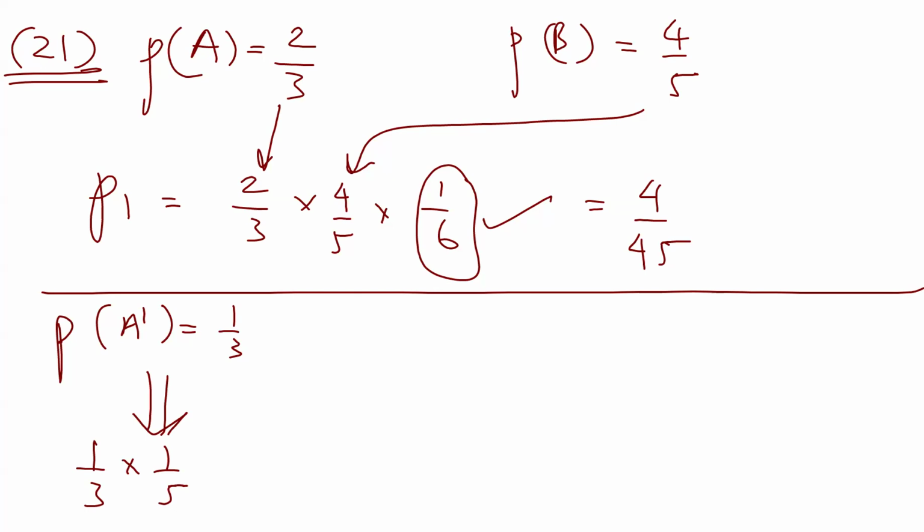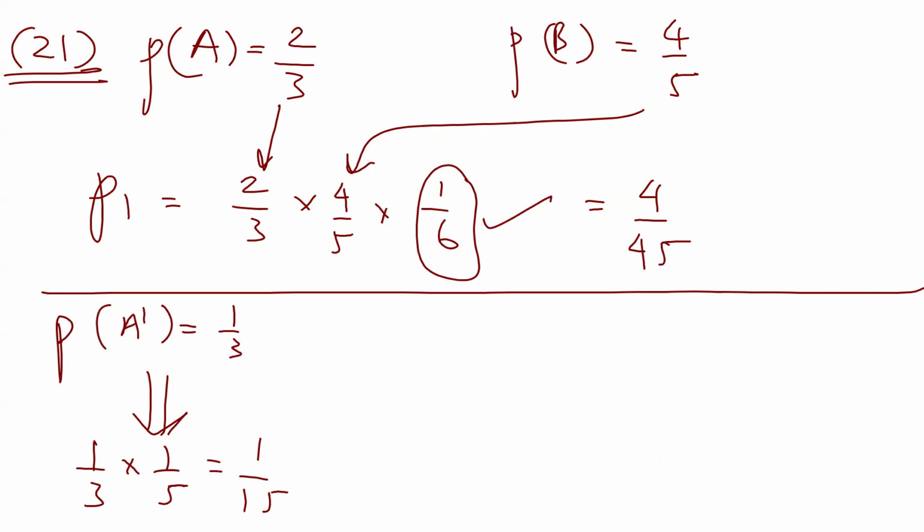1 by 3 is that A is not agreeing, not asserting. That means he's not speaking the truth. And at the same time, a black ball is not drawn. So now there are 5 balls left. Out of 5 balls, there is only one ball which is to be drawn. So forget about the black ball now. It has to be multiplied with 1 by 5. So this is 1 by 15.